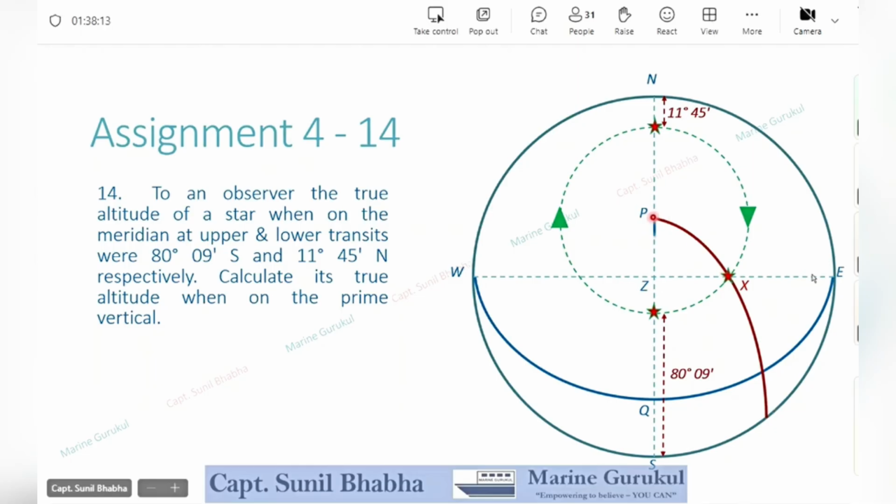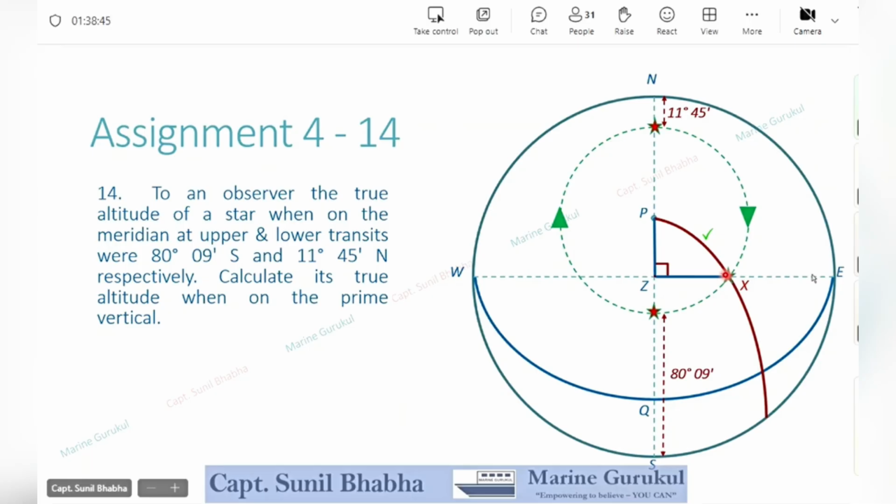Now you can concentrate on the PZX triangle. This is a spherical triangle and is a special spherical triangle because we have a right angle at Z. We have a right angle at point Z. Now what we need to know is the altitude of the star when it is on the prime vertical.